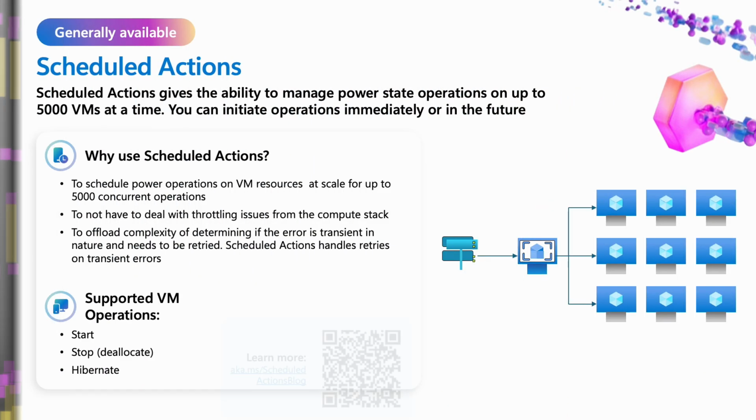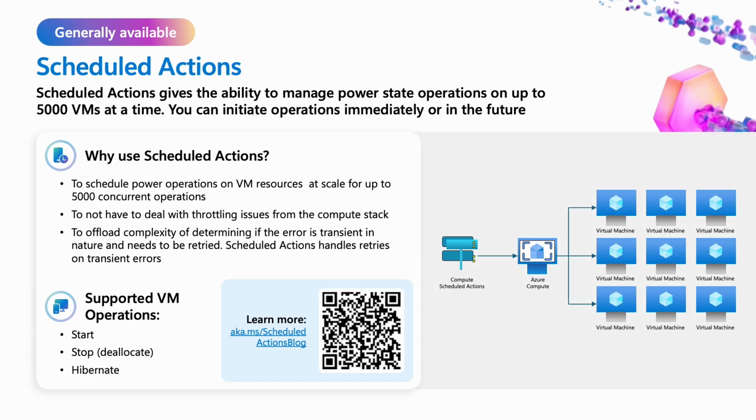Next, let's dive into schedule actions. Schedule actions enables you to update the power state of your VMs like start, stop, or hibernate at scale. Consider a scenario where you are deploying massive number of virtual desktops and you work at a bank. Your employees need to start at 9 a.m. So you want to start these VMs 9 a.m. in the morning, and 5 p.m. when the shift ends, you would want to shut these things down or hibernate them to save costs.